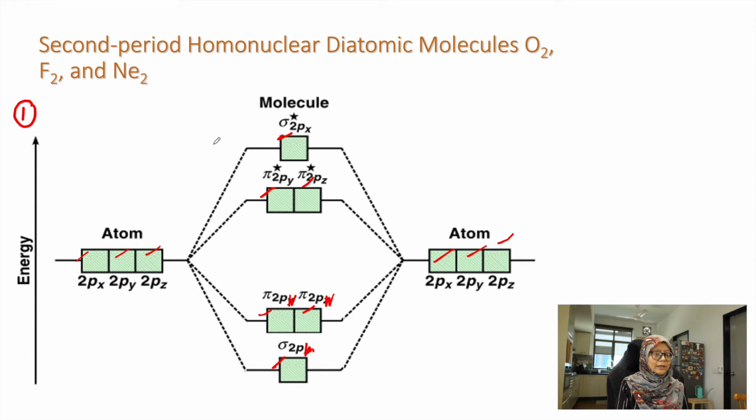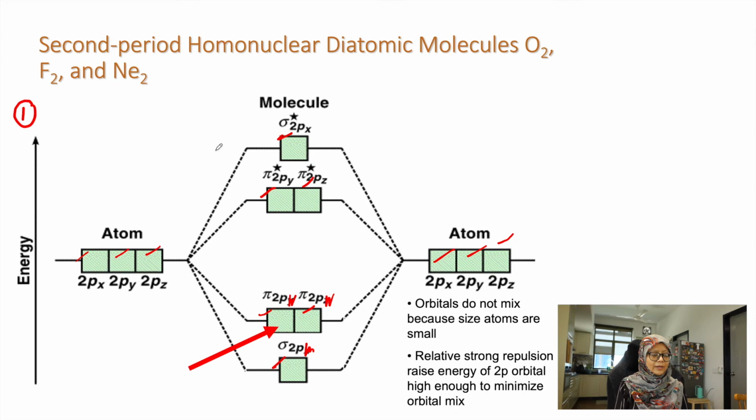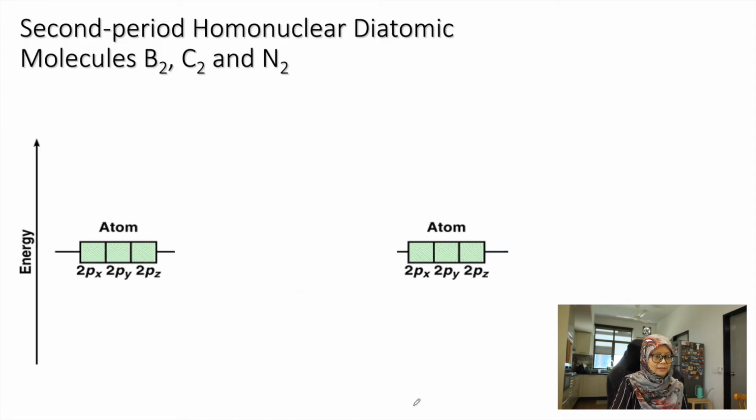In this case, for O, F, and also Ne, the orbitals do not mix, because the size of the atoms is small, and the relatively strong repulsion raises the energy of the 2p orbitals high enough to minimize the orbital mixing.